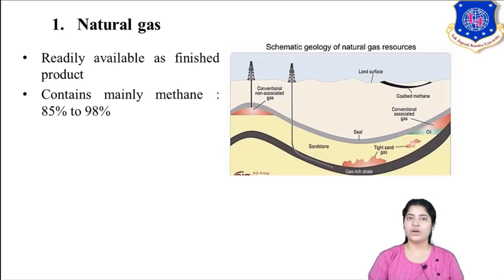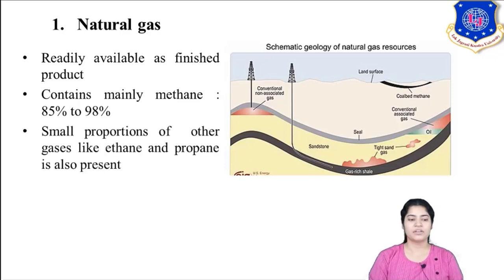See, just like crude oil has its deposit, natural gas also has its deposits, okay? So the gas which is obtained directly from its deposits is called natural gas. From the name itself you can see it is naturally available as a finished product, okay? Now, what are the other proportions which are present? Okay, it is not pure. Of course, it is not pure methane. So, some proportions of other gases like ethane and propane are also present. So, this is about your natural gas.